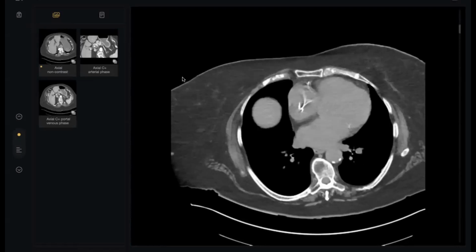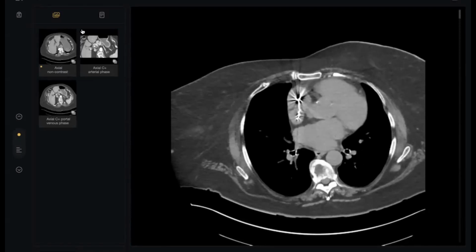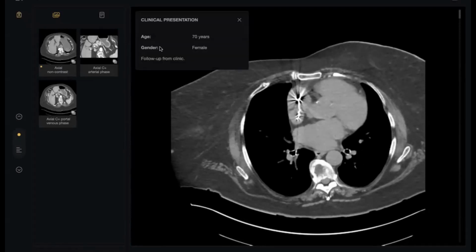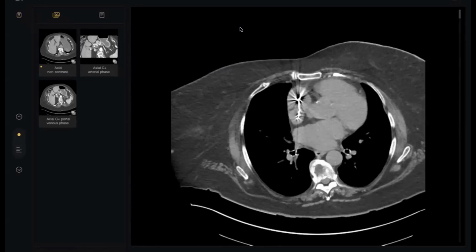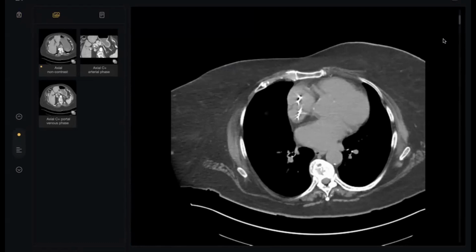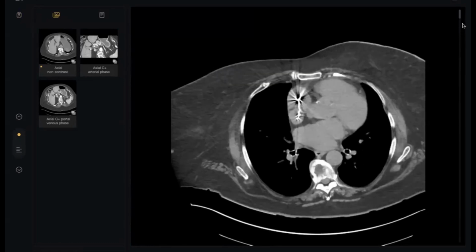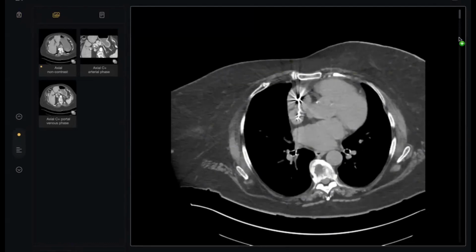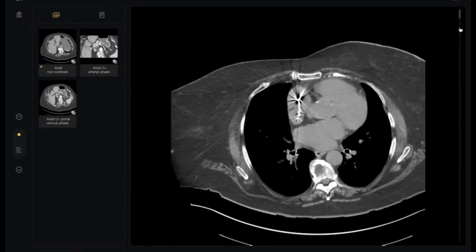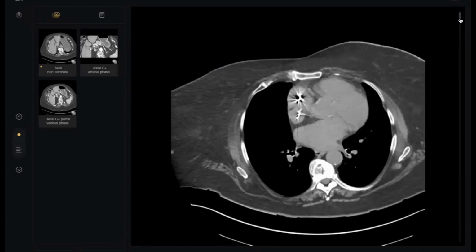Doctor, this patient came for follow-up. This patient, again, 70-year-old female patient for follow-up at the clinic. Can you scroll, please? Okay, just a second. I think I'm not able to scroll. 1 second. Use the arrow. Okay.